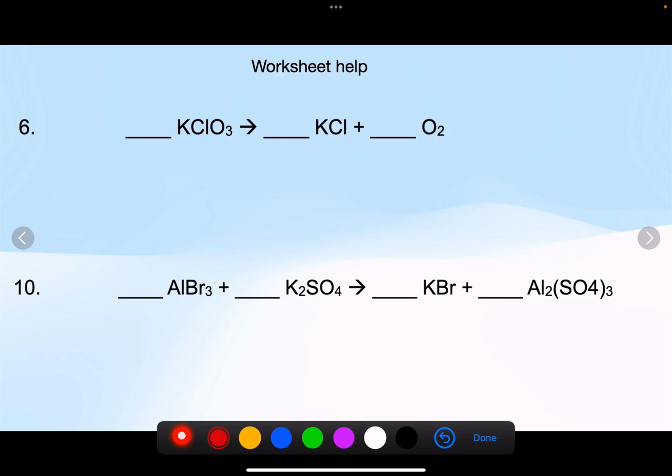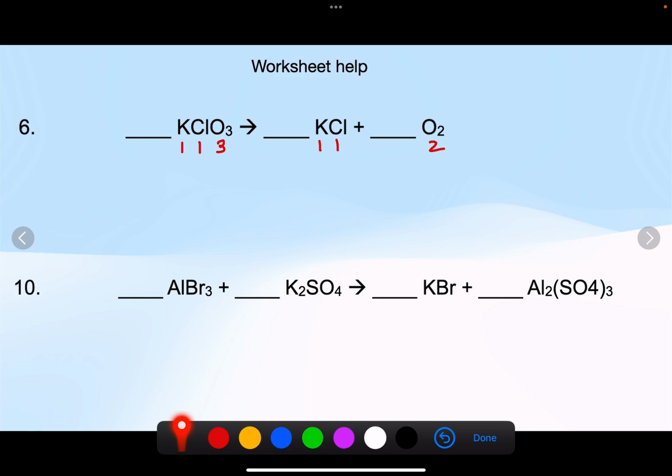So here, I'm going to write my numbers underneath. Maybe you like this method better. So here I've got 1 potassium, 1 chlorine, 3 oxygen. Over here I have 1 potassium, 1 chlorine, and 2 oxygens. And again, you see that 2-3 combo, right? Oxygens 3 on the left and 2 on the right.